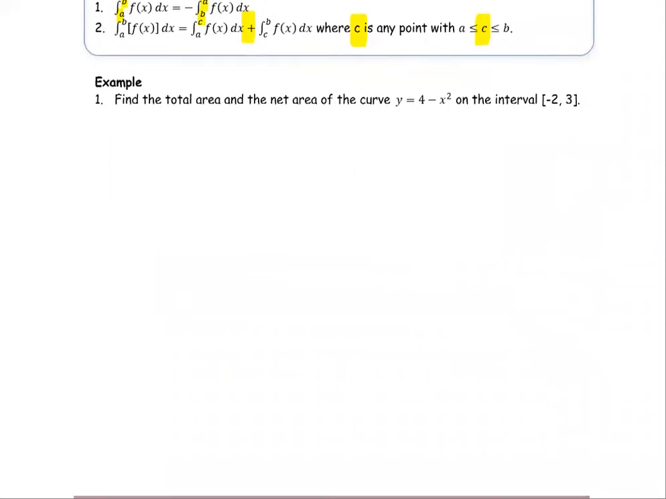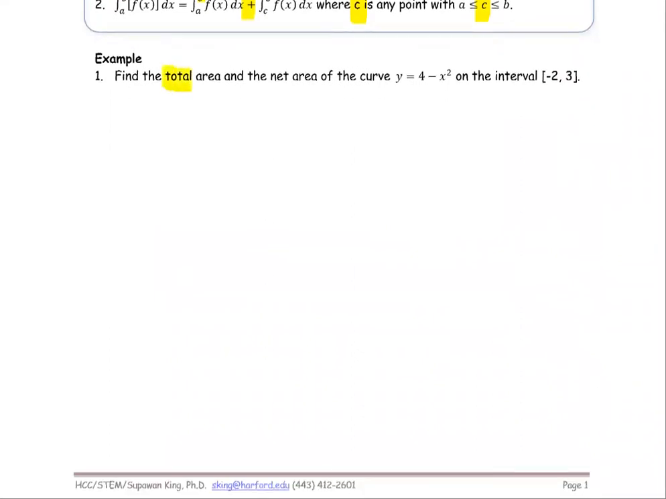Let's see the first example. We are going to find the total area and the net area of the curve y equals 4 minus x squared on the interval [-2, 3]. So we're going to plot the graph and see what's going on between -2 and 3.